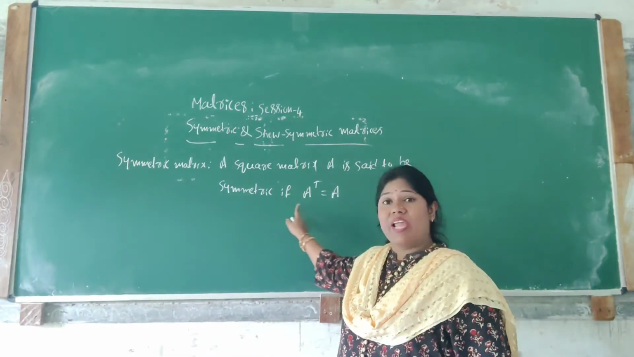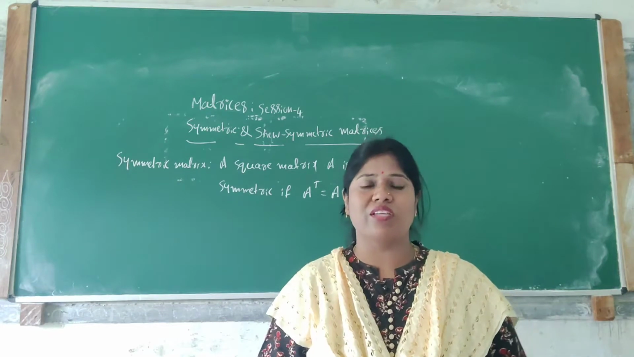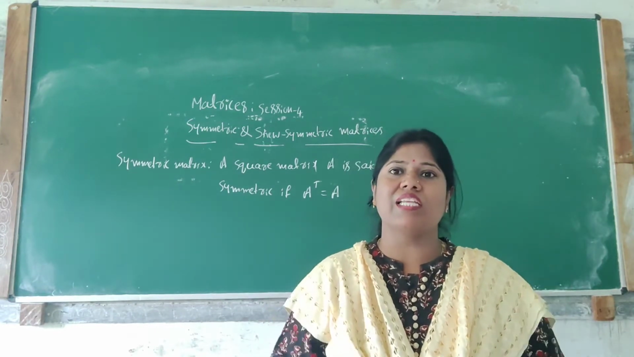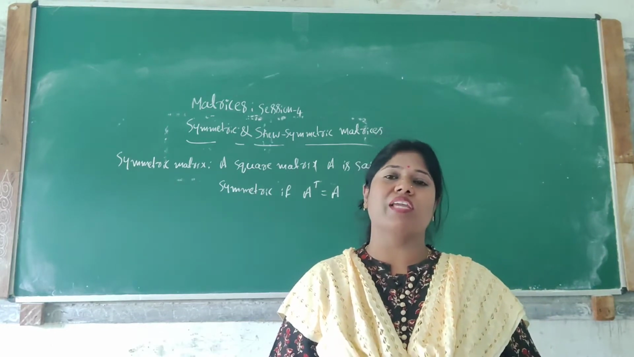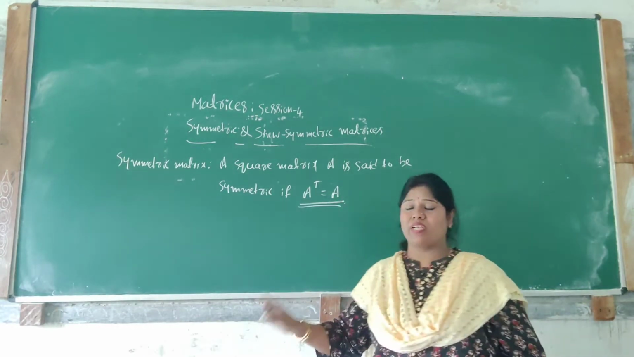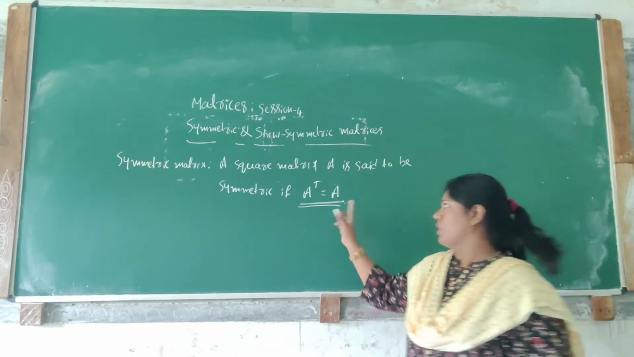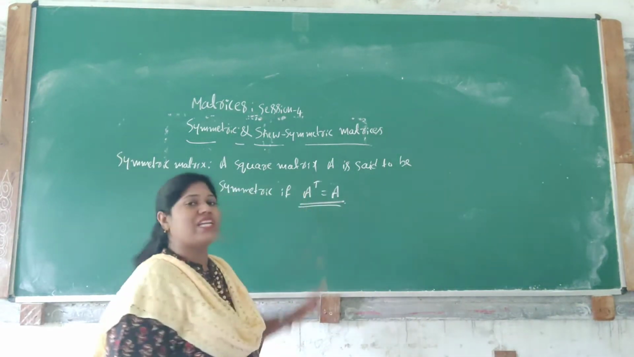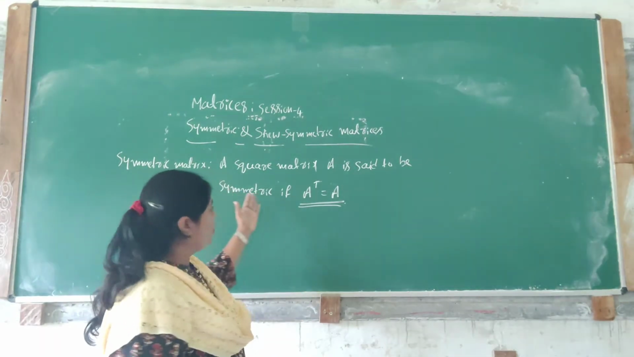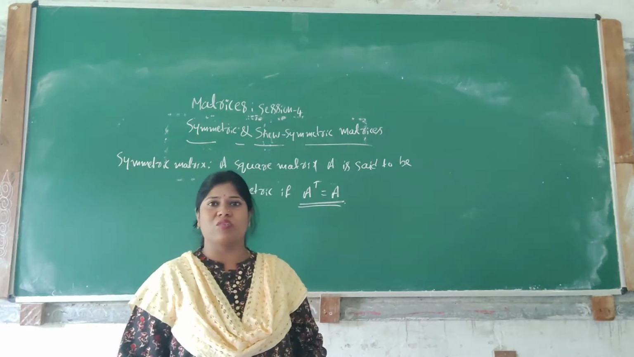Then if A dash is equal to A, what is A dash? In the previous class, we discussed the transpose of a matrix. What is the transpose of a matrix? The interchanging of rows and columns is called the transpose of the matrix. This is the definition of the symmetric matrix. After transposing, we have to get the same A. So A dash is equal to A, or A transpose is equal to A. A square matrix A is said to be symmetric if A transpose is equal to A.